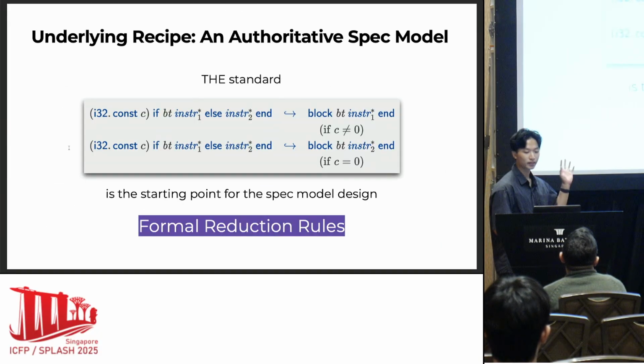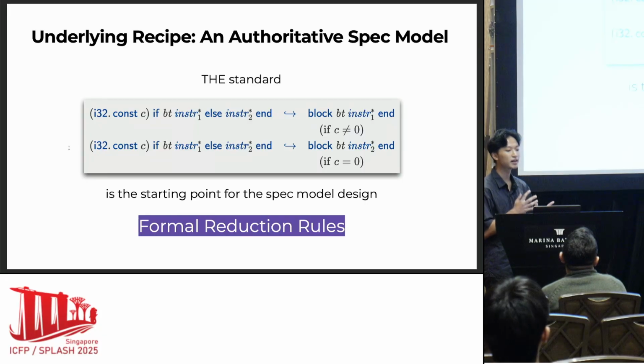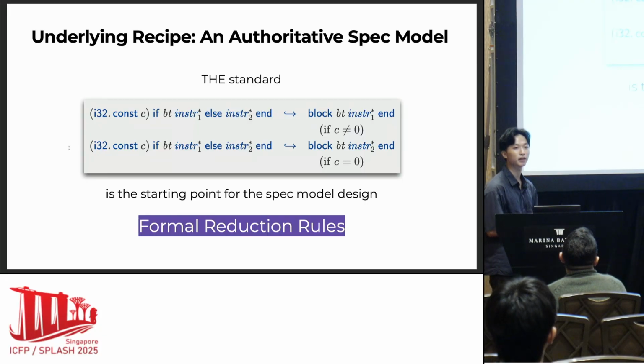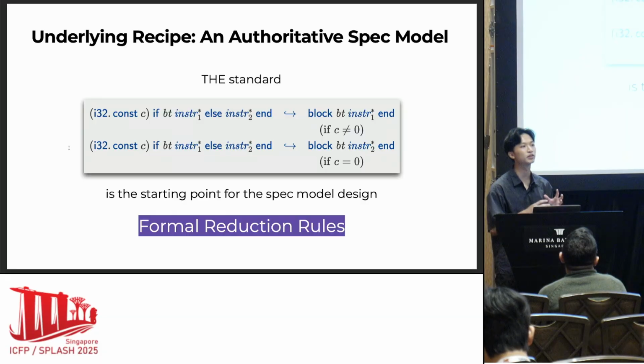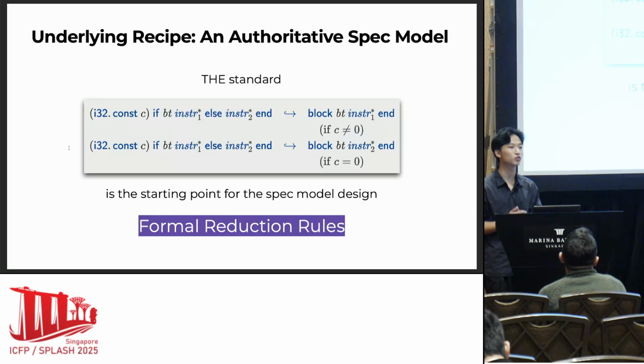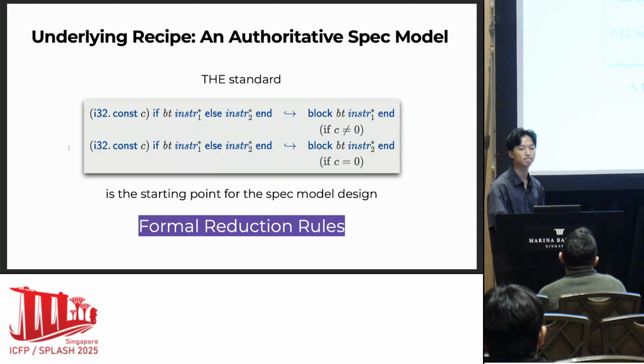And with their success story, we discovered that the underlying recipe for their success was the existence of an authoritative spec model. The existence of the formal Wasm standard was the starting point for the design of Wasm-SpecTec to have a meta language that closely resembles the formal reduction rules. So the underlying recipe is the driver for the mechanization framework design.